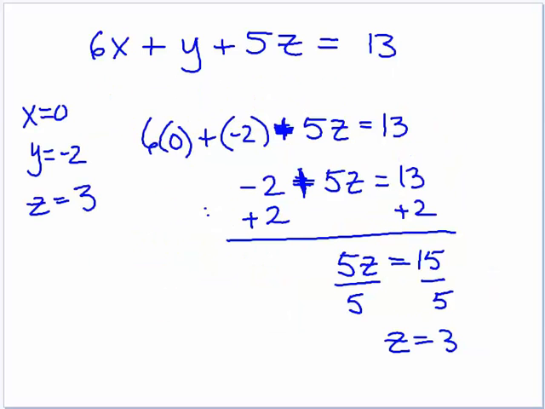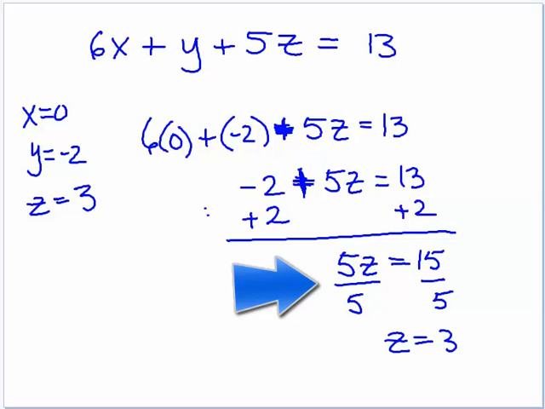6x plus y plus 5z is equal to 13. We already know that x is equal to 0 and y is equal to negative 2. Plug those in. 6 times 0 plus negative 2 plus 5z is equal to 13. 6 times 0 is 0. Negative 2 plus 5z is equal to 13. We want to get rid of the negative 2, so we add 2 to both sides. What we get is no 0 over here. 5z is equal to 13 plus 2, which is 15.